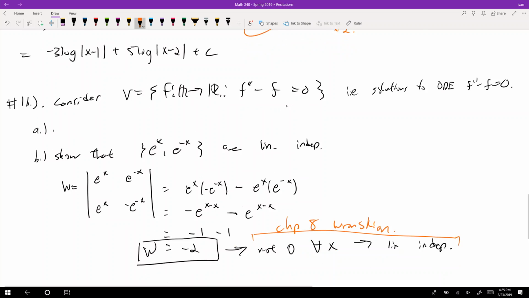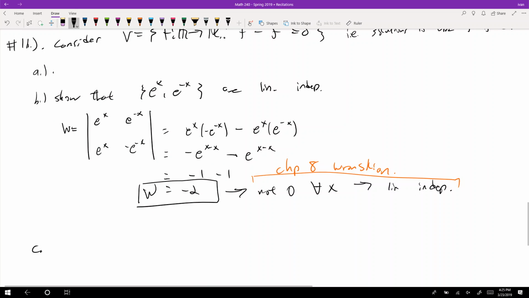All right, part C is the following. Show that, okay, part C just tells you that e to the x and e to the minus x is a basis for V. Essentially, those two are solutions, and they're a basis for the solution space to the differential equation f double prime minus f is equal to 0. That's all it is. We can actually find this now, with our tools. We know just to factor it, and we actually can find these two solutions.